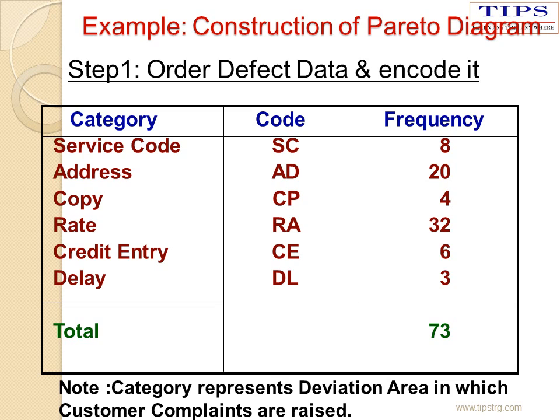Step 1. Order the defect data and encode it. This is the customer complaint related to the order. The defects are related to the service code, address, copy, rate, credit entry and delay. The frequencies of occurrence of these defects are 8, 20, 4, 32, 6 and 3. Now these defects are encoded as SC, AD, CP, RA, CE and DL.